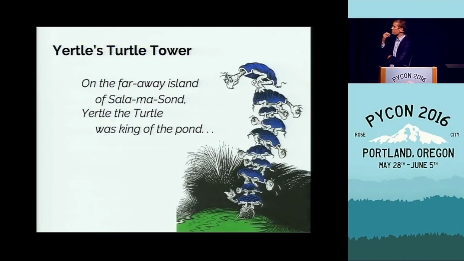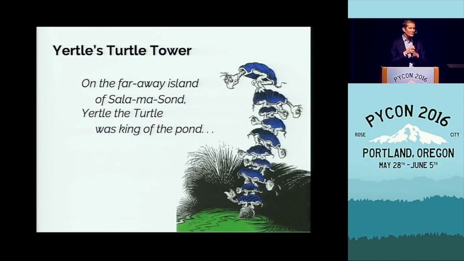So if you remember your Dr. Seuss, there was this king of the turtle pond named Yertle. And Yertle the turtle wanted to be the most powerful, tallest, richest turtle in the world. So he decided to get on the back of his fellow turtles and make them stack higher and higher and stand on the back so he could be the tallest turtle in the world.